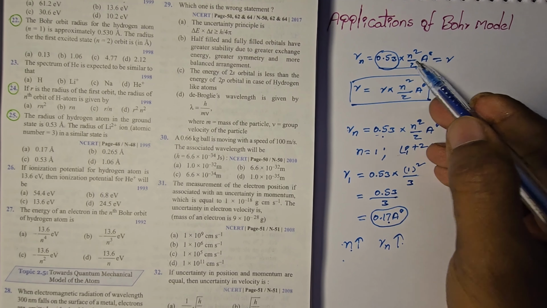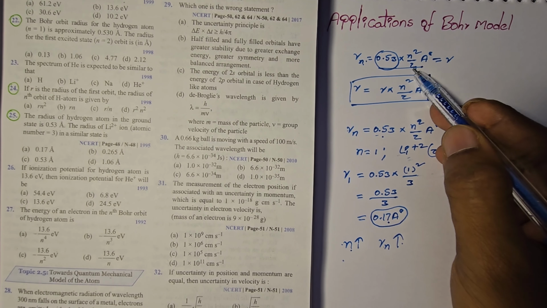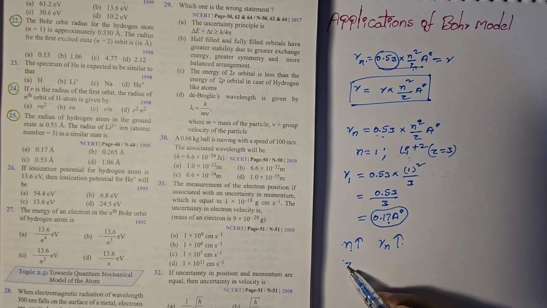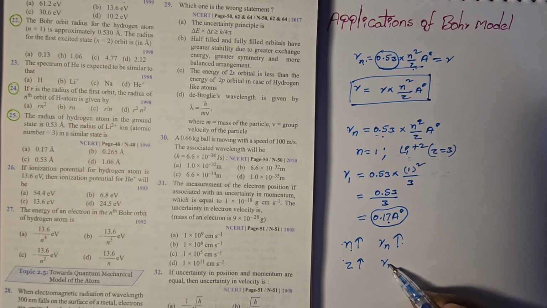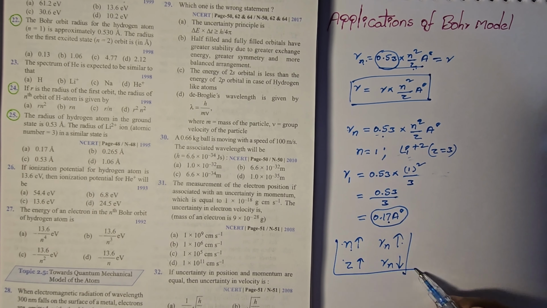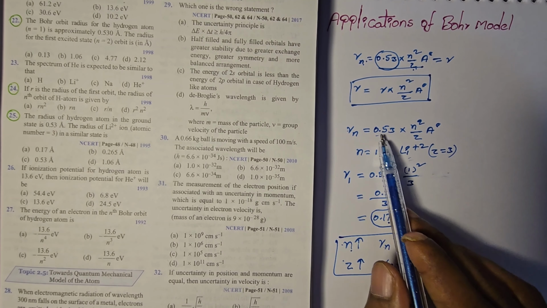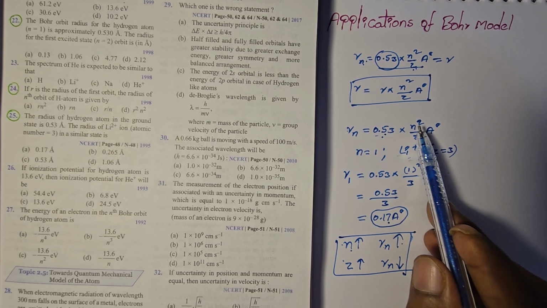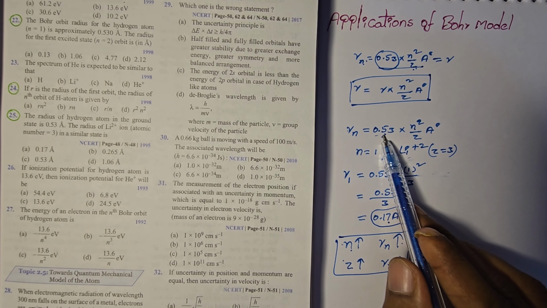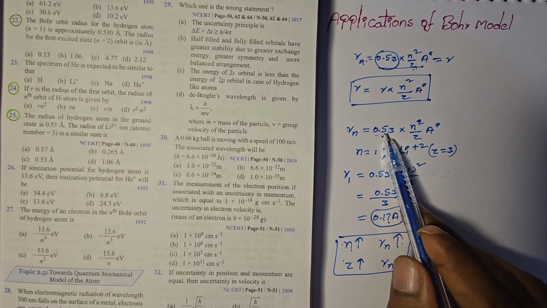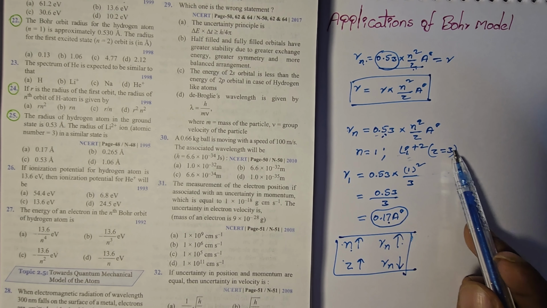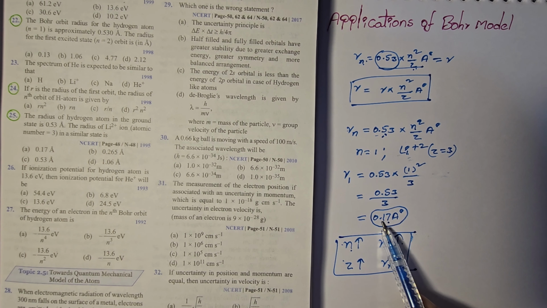But here observe the relation between radius and atomic number. Atomic number increases, radius decreases. That is the only thing we observed in this problem. Hydrogen atom orbit number is 1, radius is 0.53, hydrogen atomic number is 1. Lithium atomic number is 3, first orbit radius is 0.17 angstroms. So as atomic number increases, radius decreases. Don't forget this formula. Okay students?